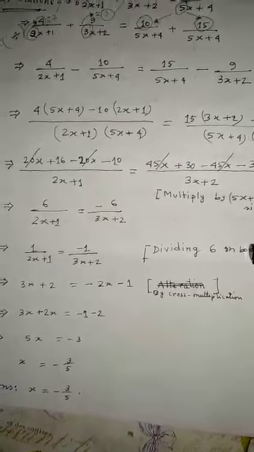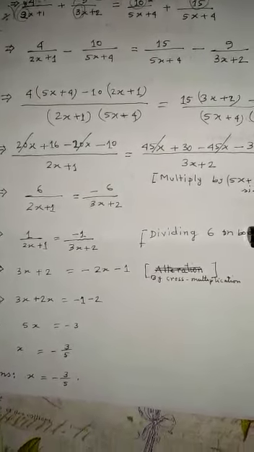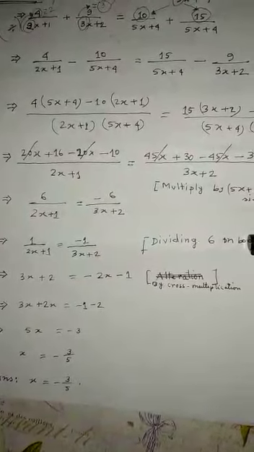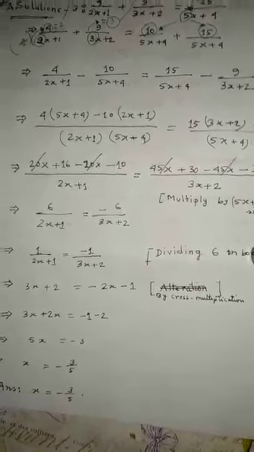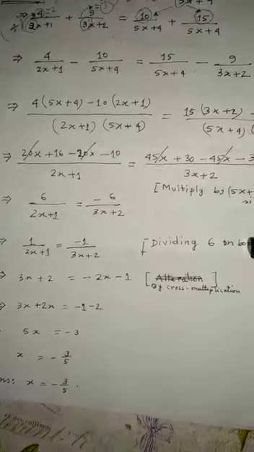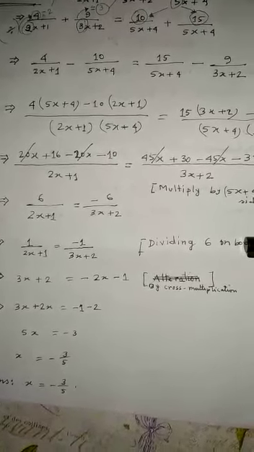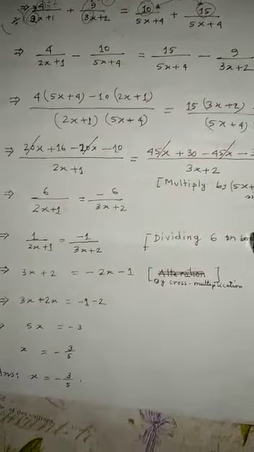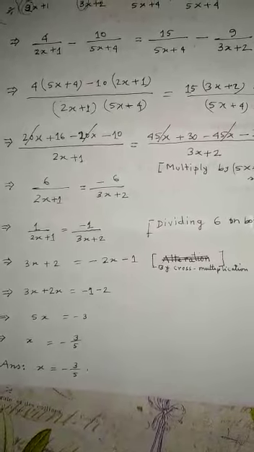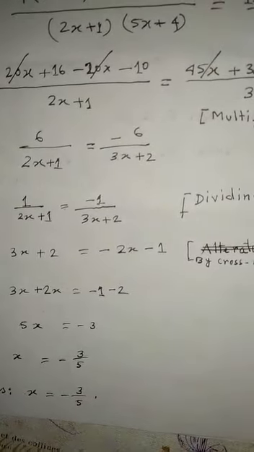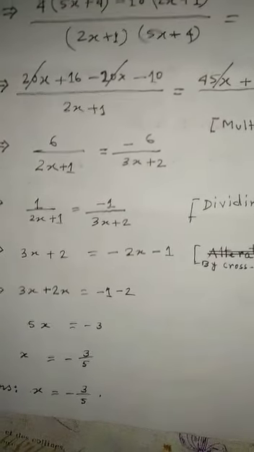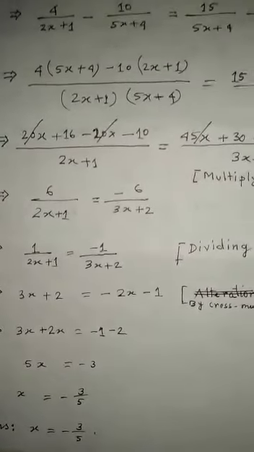Then they have to do the cross multiplication, then x items on one side and on the other side the items without x, and finally they are getting 5x is equal to minus 3, and they are getting x is equal to minus 3 by 5, and this is the answer of this question.